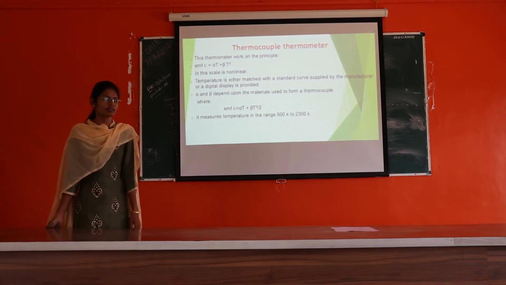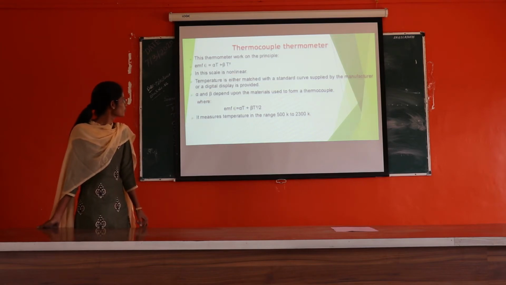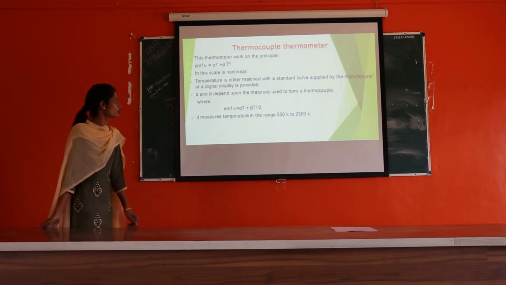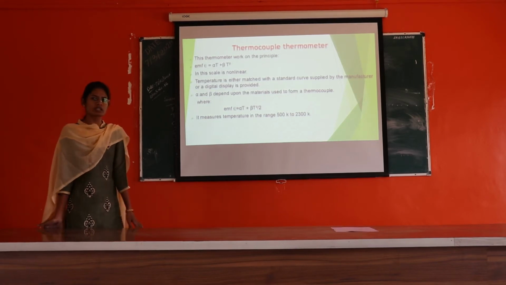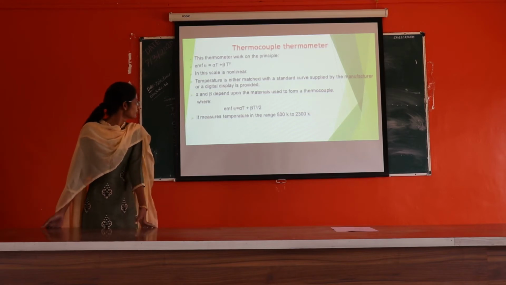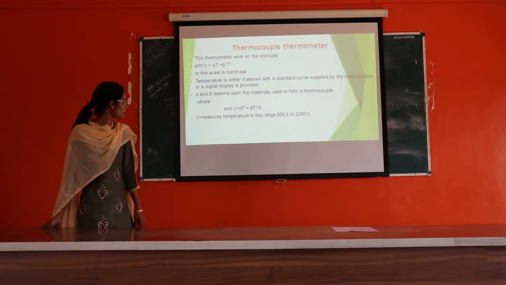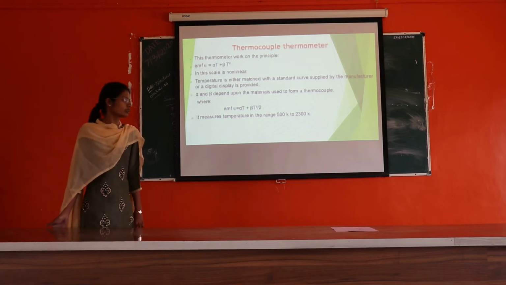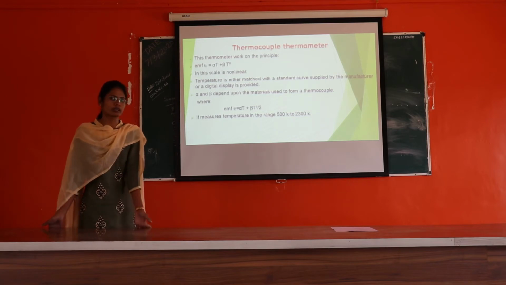Thermocouple thermometer. These thermometers work on the principle alpha T plus beta T square. This scale is non-linear. Alpha and beta depends on the material used for thermocouple. It measures the temperature ranges from 500 degrees Kelvin to 2300 Kelvin.